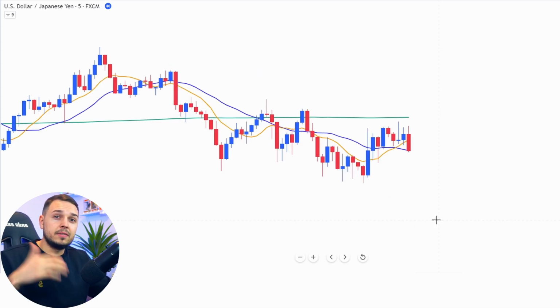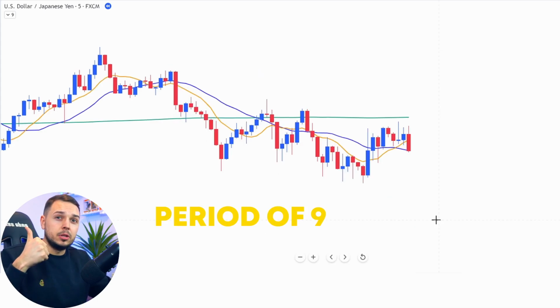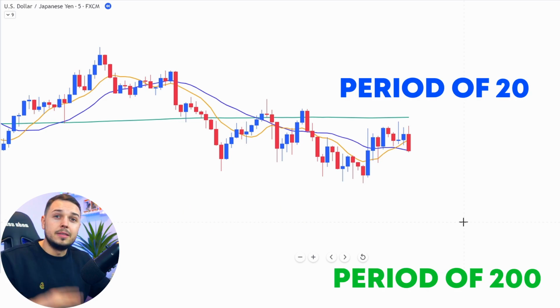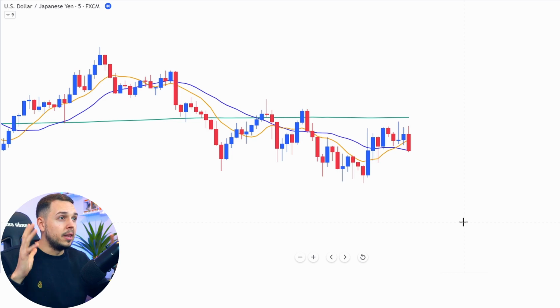Okay, first, let's talk about moving averages. We have the period of 9, period of 20, and period of 200. These 3 moving averages aligned will give you enough information to enter the chart already. To explain it in basic terms, the 200 moving average will be used for long-term trends.